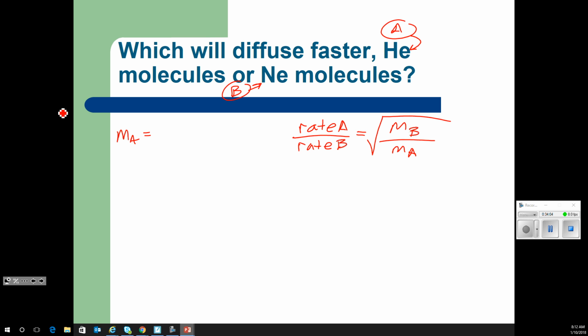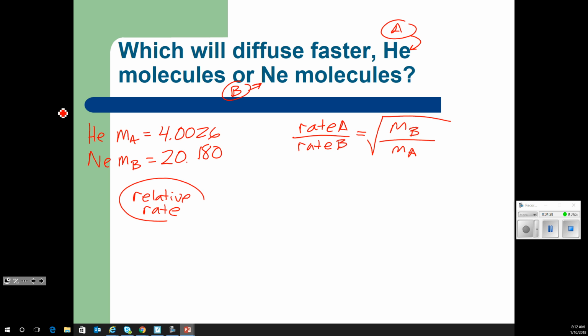So that's helium, 4.026. And the mass of neon becomes mass B, which is 20.180. Okay. All right, so plugging in, we got a relative rate, because that's what we're solving for here, is equal to square root of B, 20.180, divided by A.